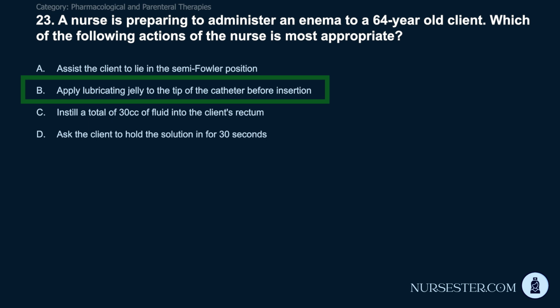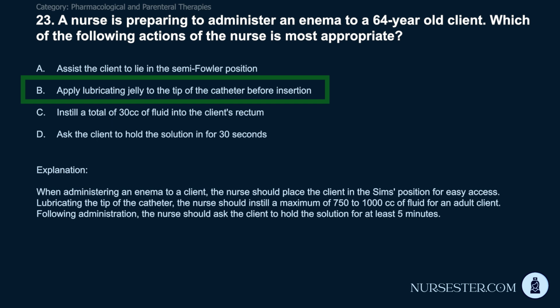Correct answer, B. Apply lubricating jelly to the tip of the catheter before insertion. When administering an enema to a client, the nurse should place the client in the Sims position for easy access.